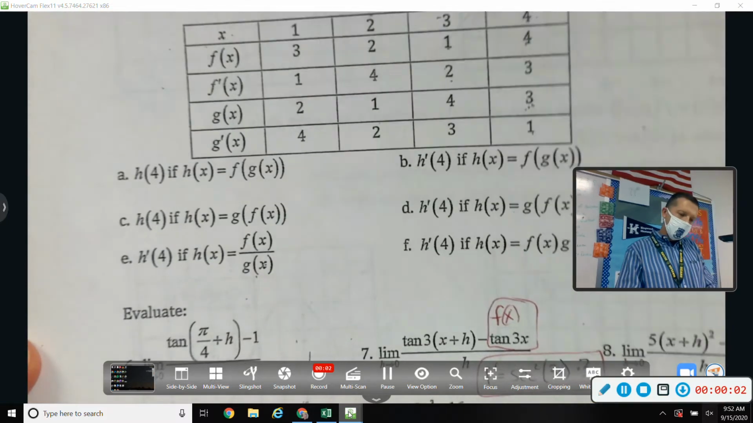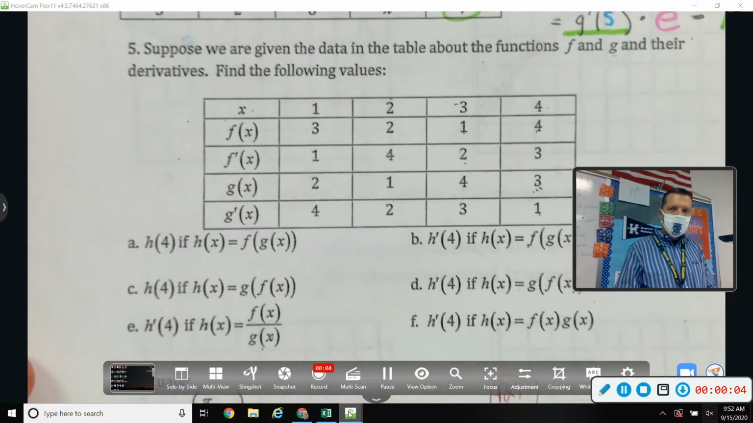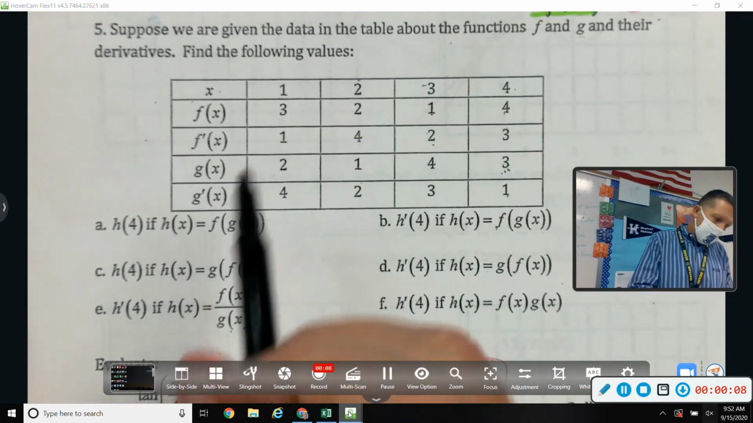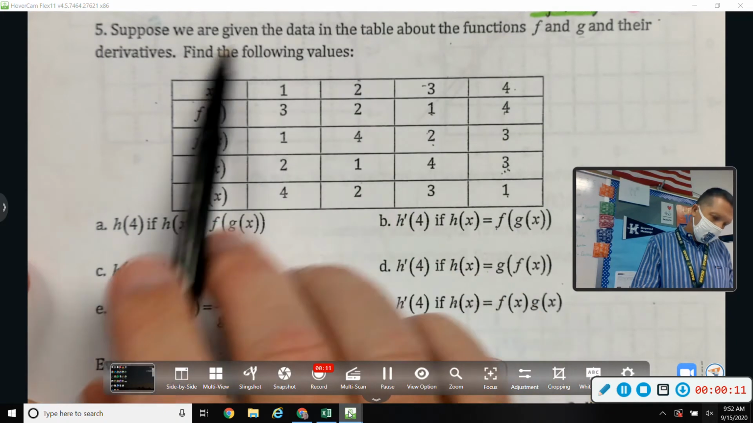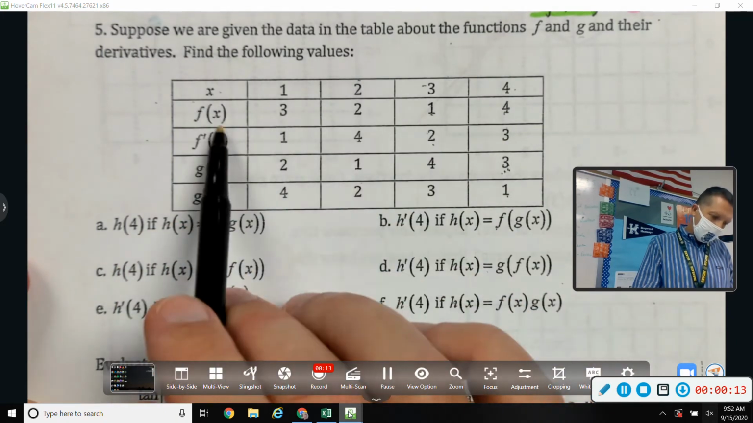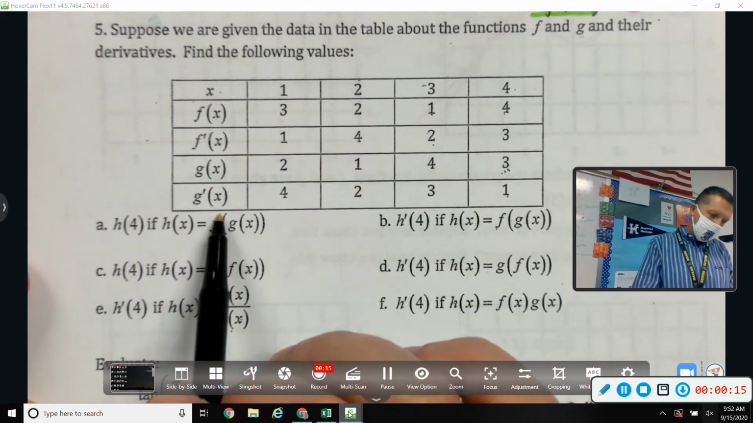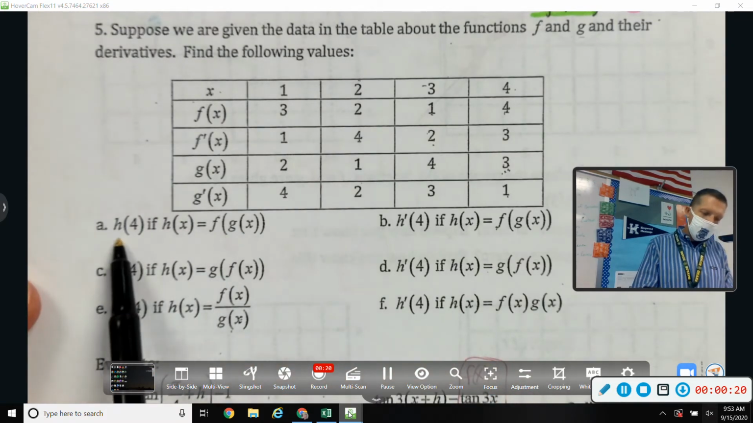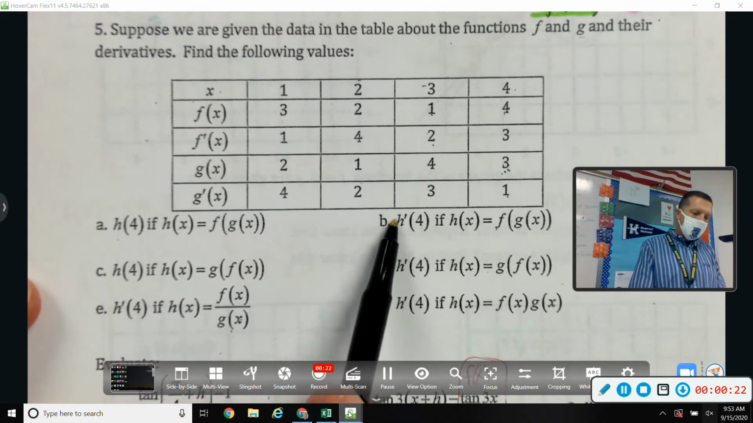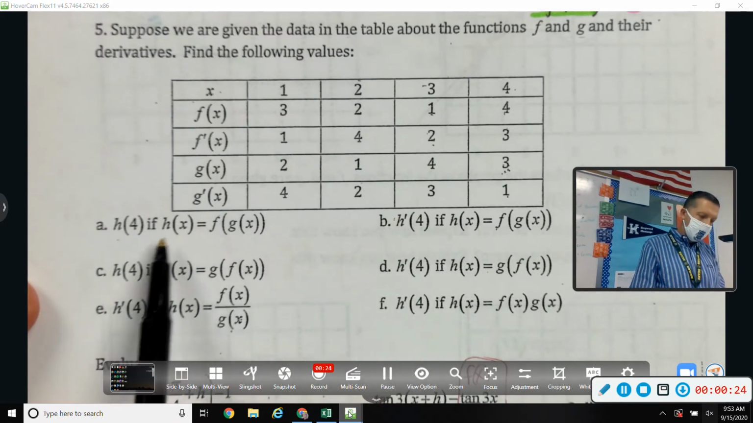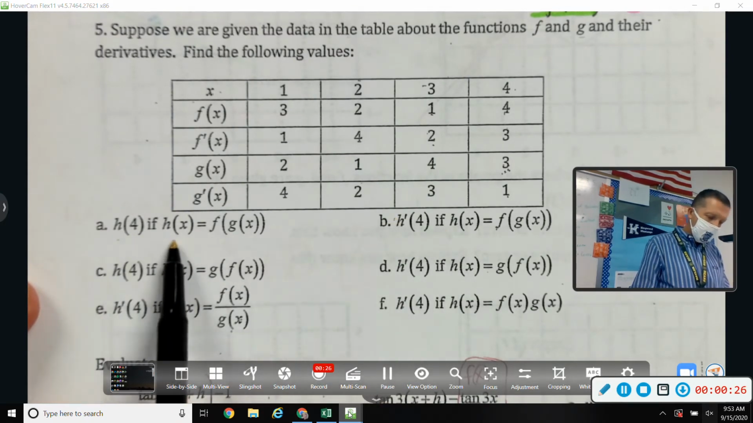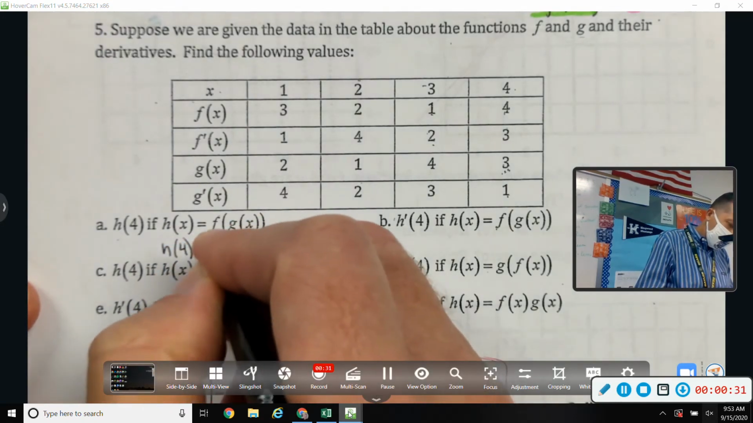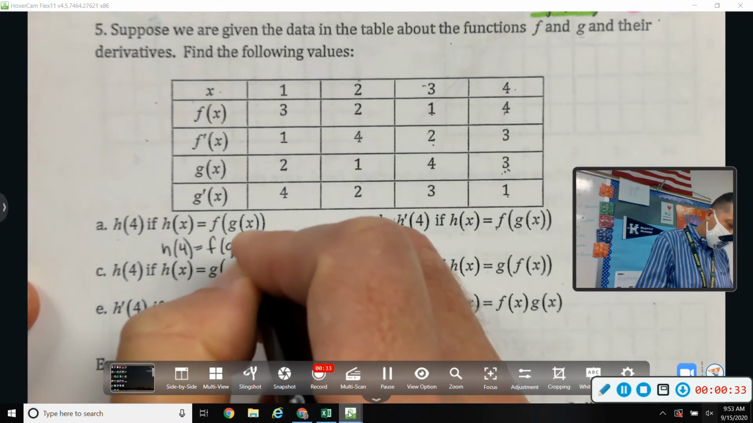Alright, so looking at the worksheet again, worksheet 4, number 5A. Suppose we're given the data in this table about f and g and f prime and g prime. Find the following values. H of 4, we'll do A and B, that way we get a derivative in there. But h of 4, if h of x is f of g of x. So that means h of 4 is f of g of 4.